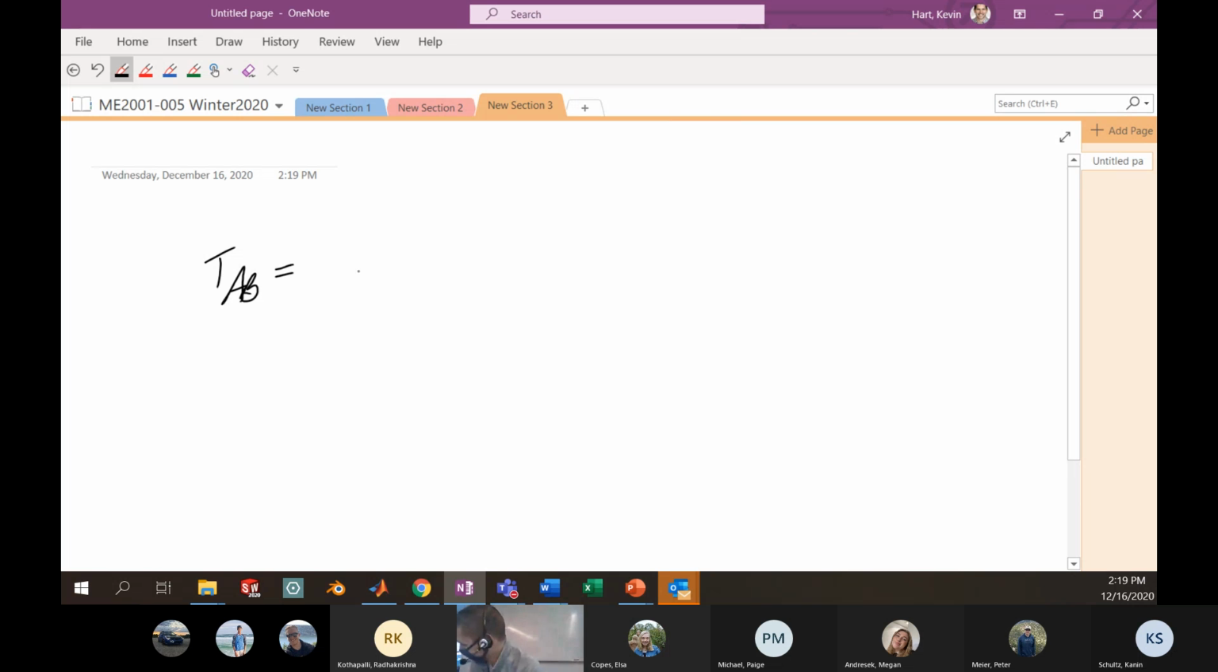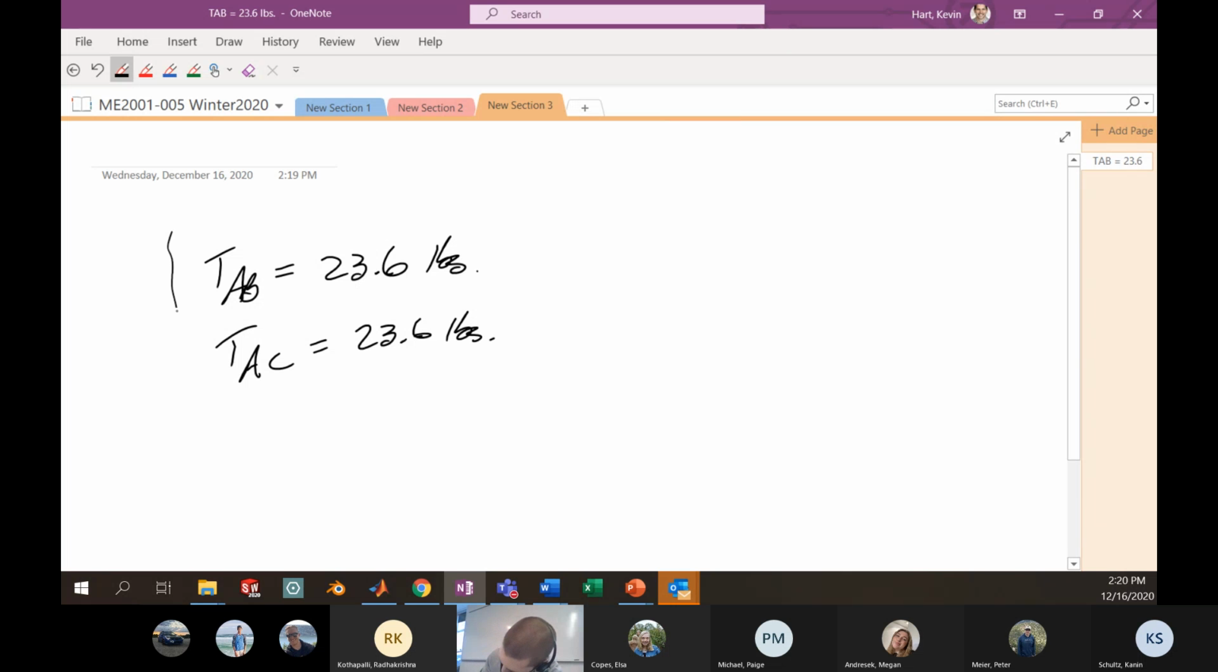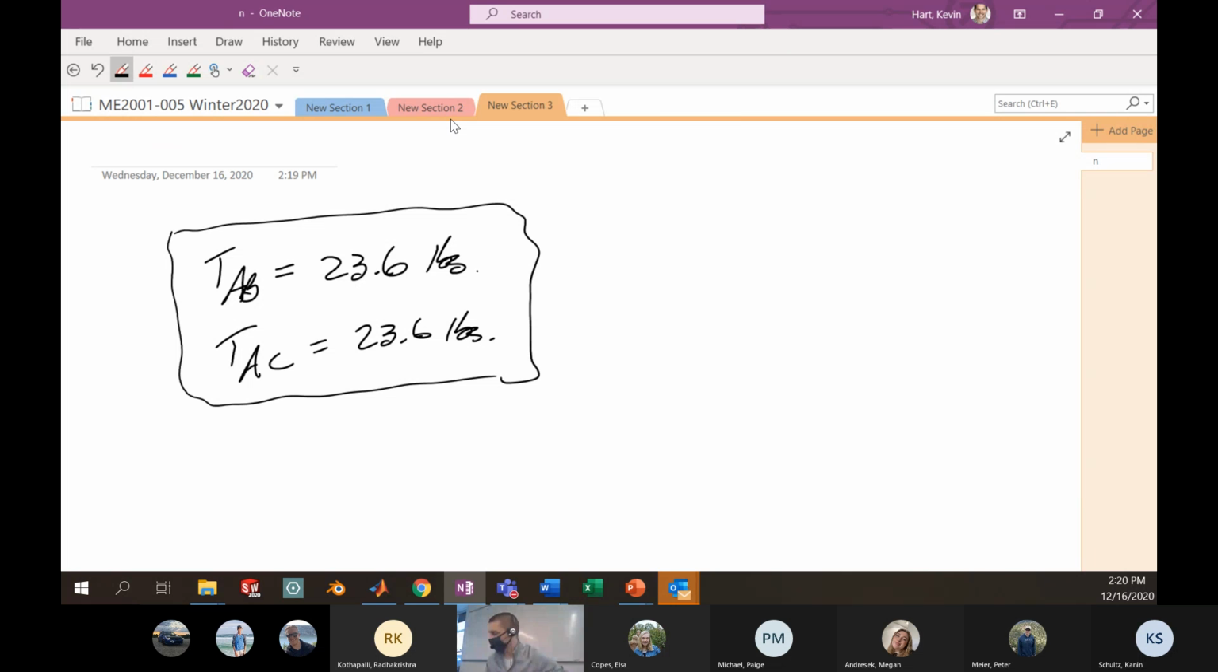TAB, this here is just 23.6 pounds. And we know from before, with our relationship in the y direction, the TAC is also the same thing, 23.6 pounds. Okay, so there you go. That's from summing the forces in the z direction. And then lastly, we can do the sum of the forces in the x direction equals 0.